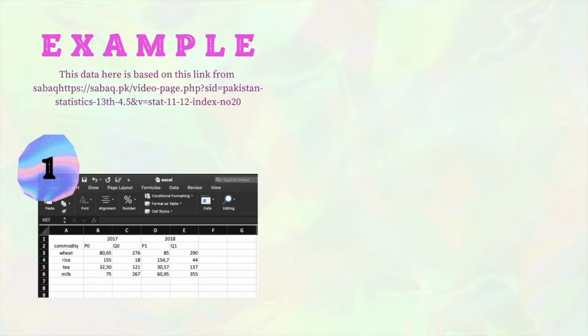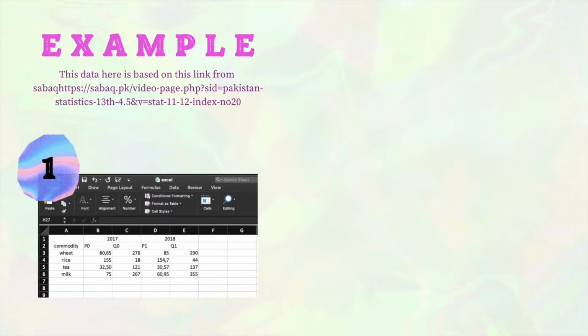And now, let's get into the example and how to get the value index number using Microsoft Excel. So here the data is based on this link from Sabak. The first step to get the value index number with Excel is to put all the data here in Excel. As you can see, the commodities are rice, tea, and milk, and there are the P0, Q0, P1, Q1 of the commodities in 2017 and 2018.